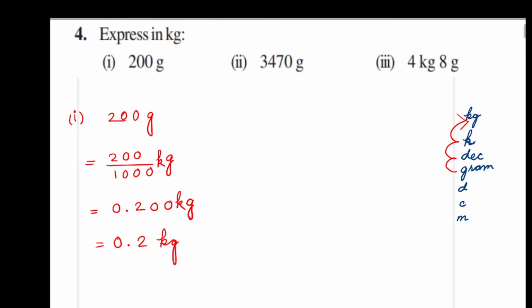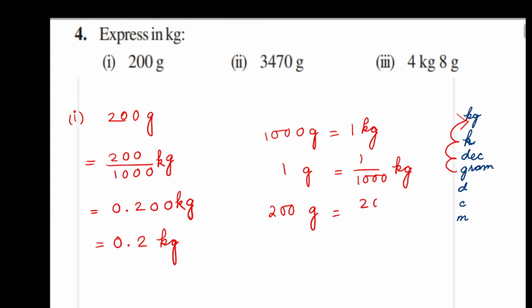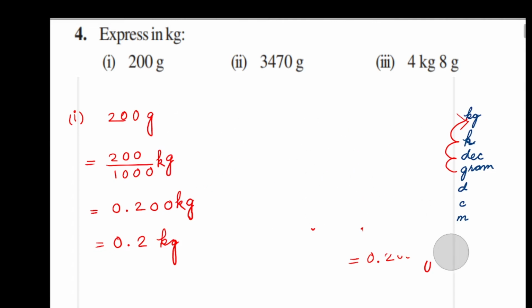You have another method also. Okay, see what's the method. 1000 gram is equal to 1 kg. Definitely for 1 gram it will be less. So 1 by 1000 kg. Then for 200 it is 200 by 1000 kg. So it will give you the same answer, 0.200 kg. Okay, but here simply you can do it, and here you have to write the statement. Okay, next question number 2.